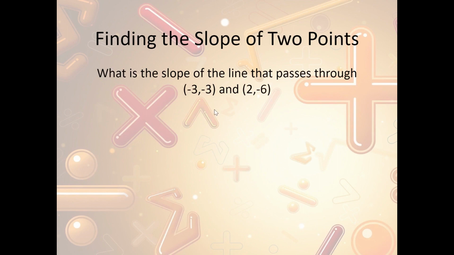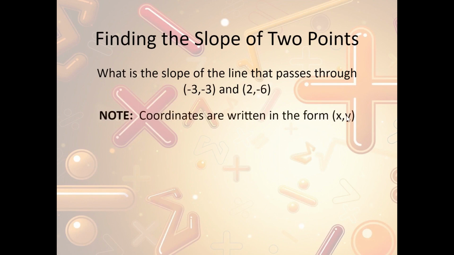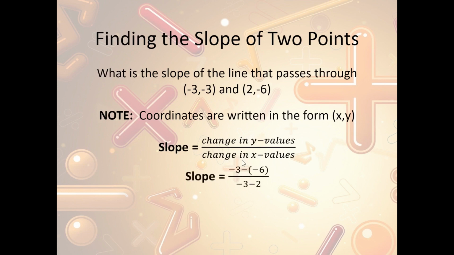So what is the slope of the line that passes through (-3, 2) and (-6)? Again, coordinates are written as x and y. So this is my x, this is my y. This is my x, this is my y. And slope is change in y over change in x. So I'm going to calculate that by subtracting my y values first. So negative 3 minus negative 6. And then I'm going to subtract my x values, which is negative 3 minus 2. So I get negative 3 minus negative 6 and negative 3 minus 2.